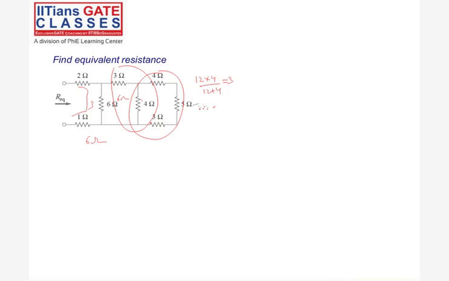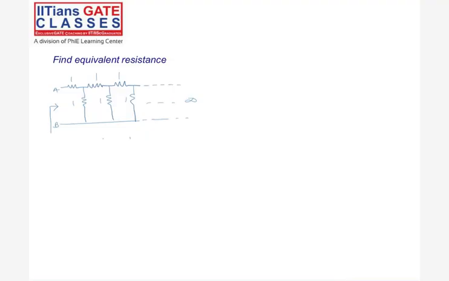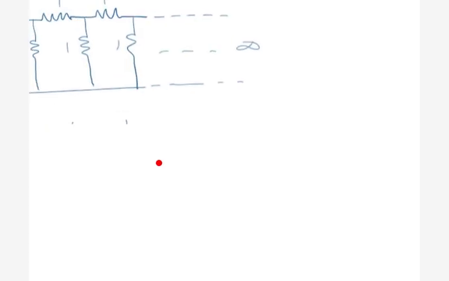So find the equivalent resistance. This is called an infinite ladder, because this circuit will extend up to infinity. The same 1 ohm, 1 ohm, this will extend up to infinity. That is why this is called an infinite ladder. So how to solve an infinite ladder is what you have to do.